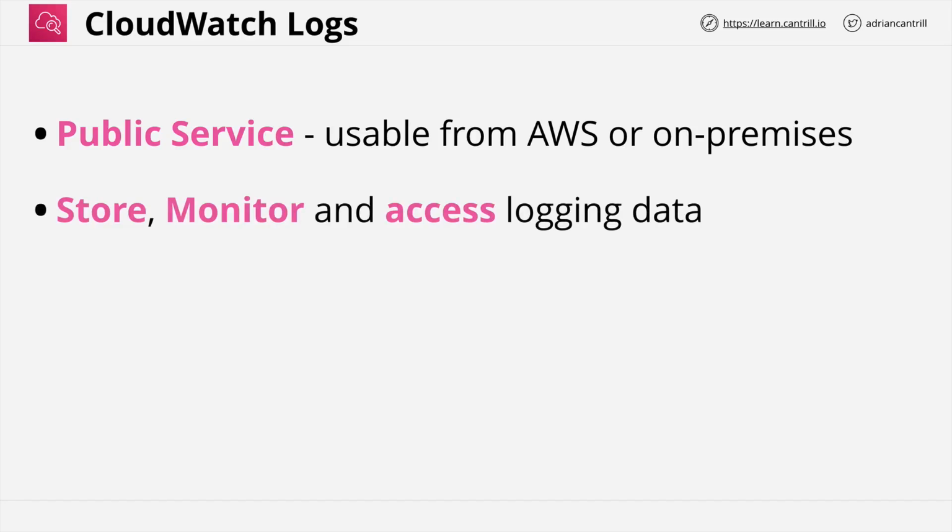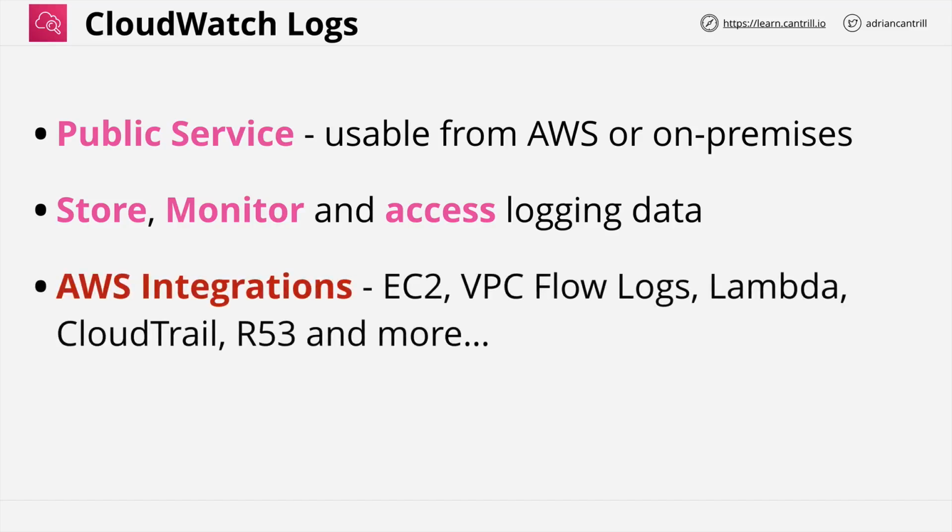Logging data at a very basic level is a piece of information, data, and a timestamp. So the timestamp is generally year, month, day, hour, minute, second, and time zone. Now there can be more fields, but at a minimum it's generally a timestamp and some data. Now CloudWatch Logs has some built-in integrations with many AWS services. These include EC2, VPC Flow Logs, Lambda, CloudTrail, Route 53, and many more.